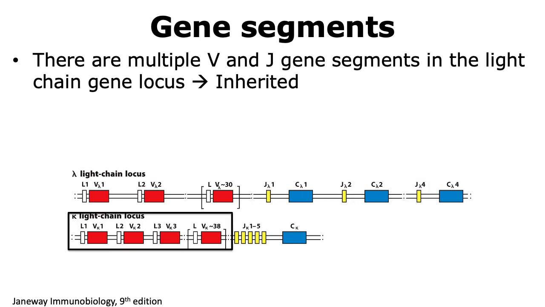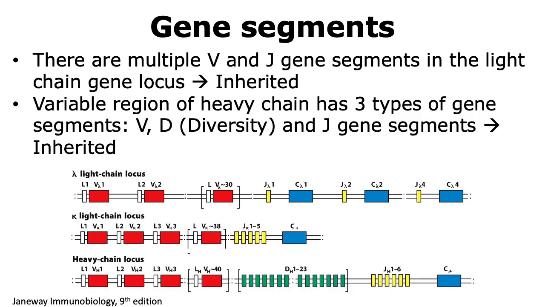Similarly, the kappa light chain locus also has V and J gene segments. It has about 38 V gene segments and approximately 5 J gene segments. Now, these numbers can vary from person to person. The heavy chain also shows the presence of gene segments. However, it shows the presence of 3 types of gene segments instead of 2. We are able to observe the V gene segments, and there are approximately 40 V gene segments.